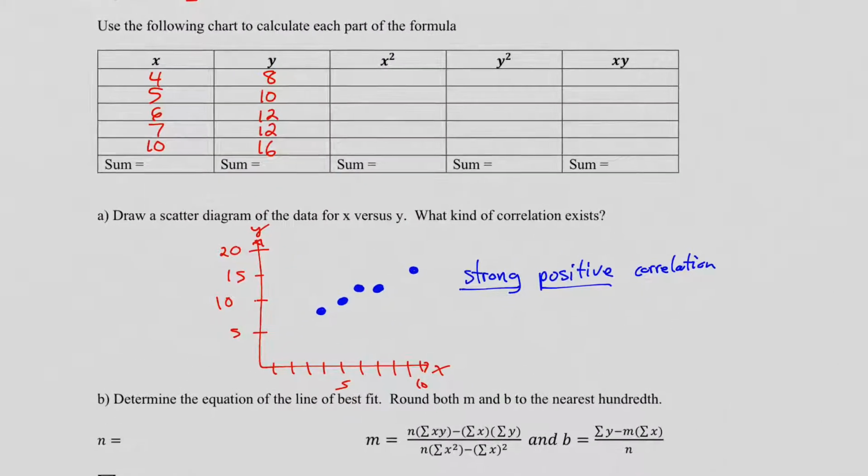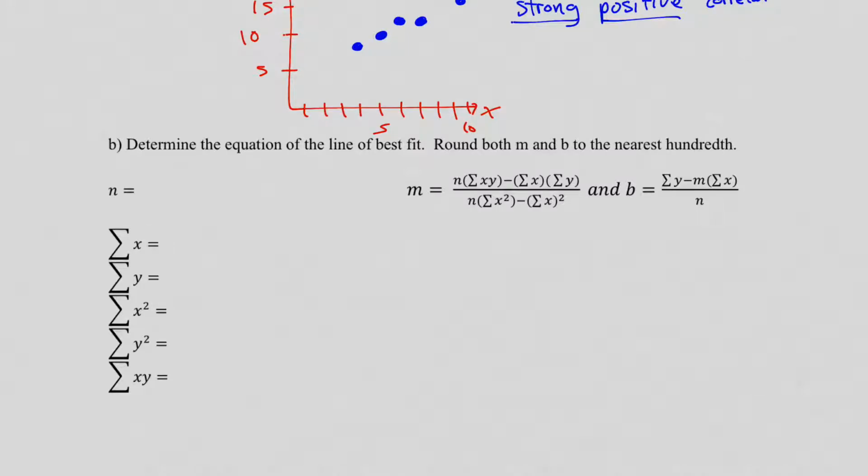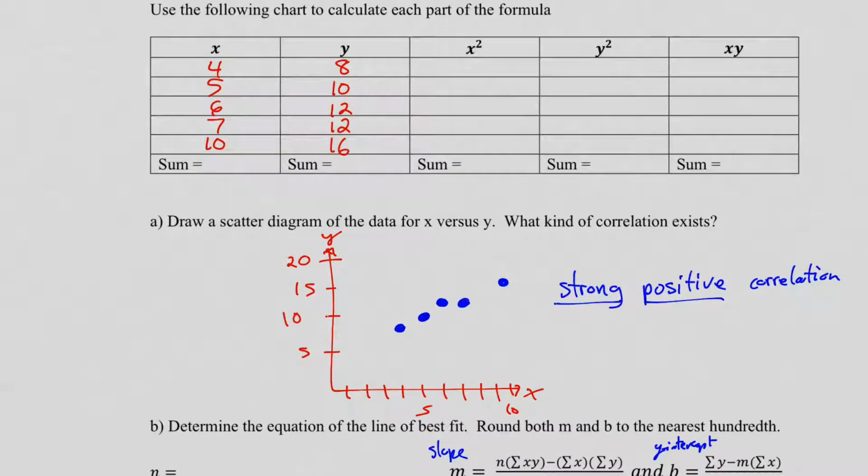Now, we're going to use this chart here to help us calculate the slope and the y-intercept from the formulas down here. Okay, so here's the slope, or the m, and here's the b, or the y-intercept. So as you can see, everything we need. So first of all, we need an n. The n is the number of data pairs. So I plotted 5 points. 1, 2, 3, 4, 5. So n equals 5. Okay?